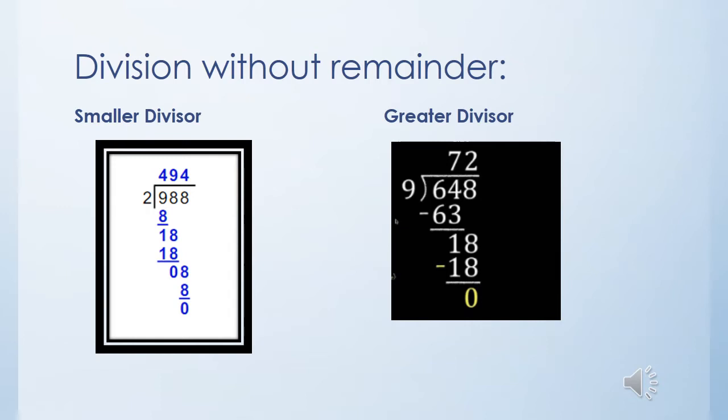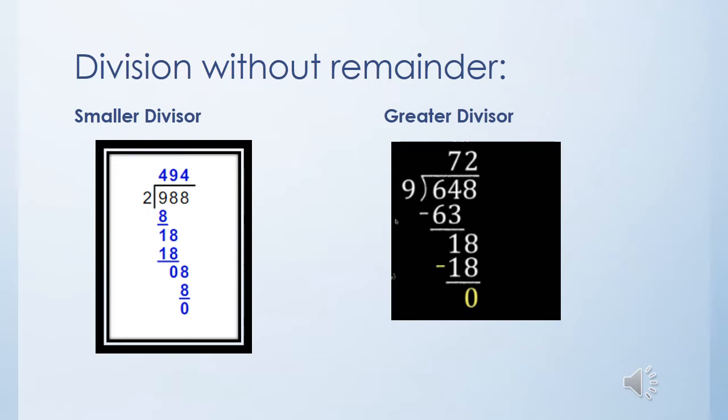So the table of 2 again, read it. 2 9s are 18. 18 minus 18 is 0. Now only one digit is remaining to divide, that is 8. Now 2 multiplied by 4, answer is 8. Now subtraction. 8 minus 8 is 0. So 494 is the quotient and there is no remainder.